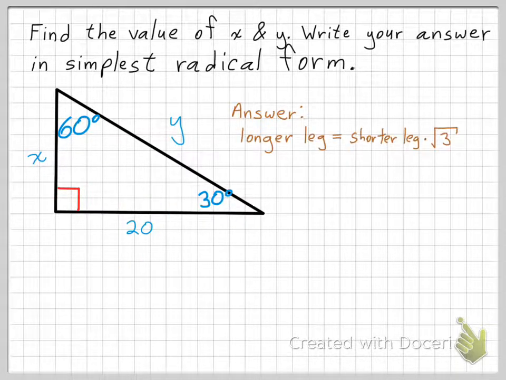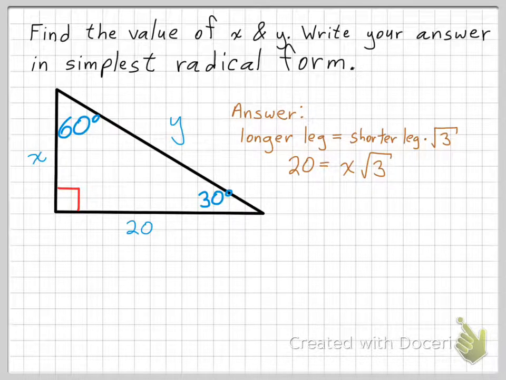Okay, so the longer leg is equal to the shorter leg times root 3. So substituting in values, the longer leg is 20 and the shorter leg is x, and the relationship is shorter times root 3 is equal to the longer leg. So we have 20 is equal to x times root 3. In this case, x, the shorter leg, is my unknown value.